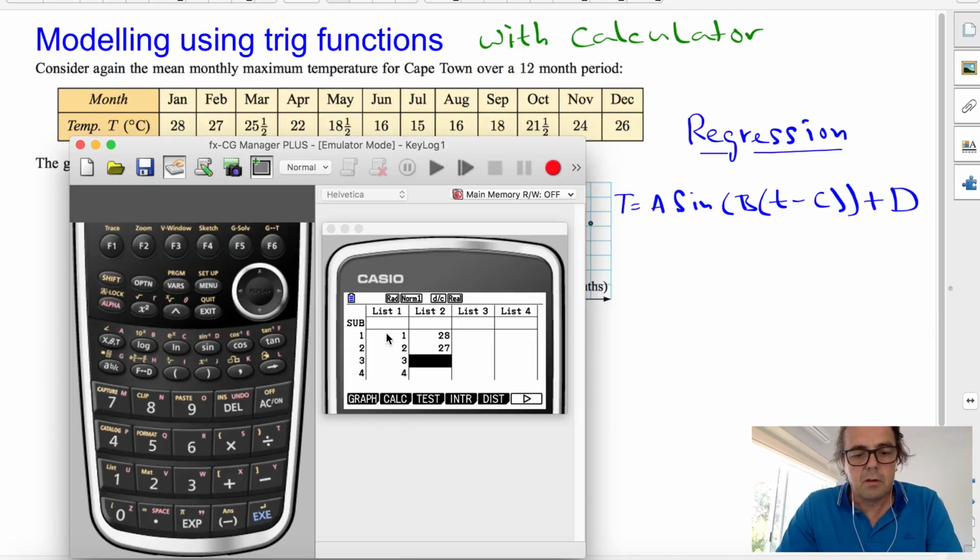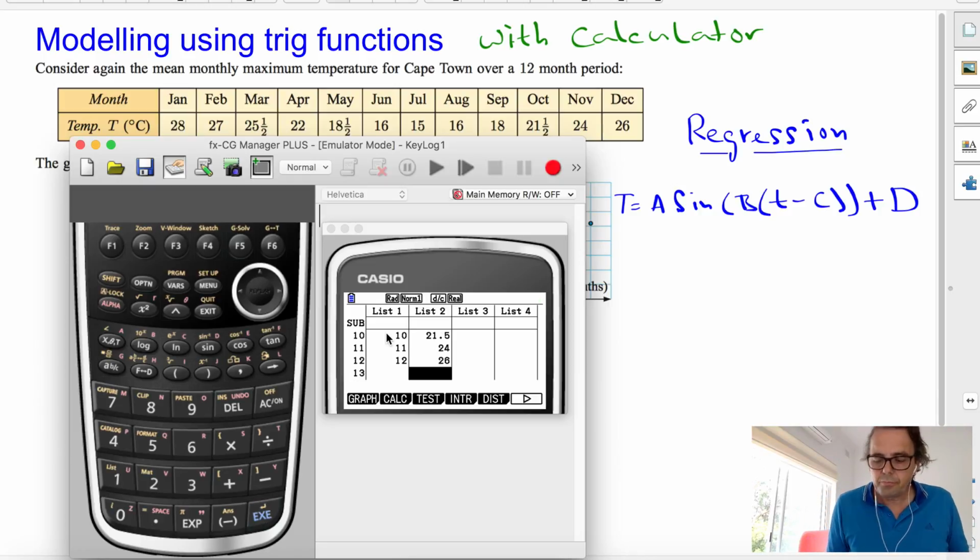In list 2 we put our dependent variable, so that's the temperature. 28, 27, 25 and a half, 22, 18 and a half, 16, 15, 16, 18, 21 and a half, 24, 26.